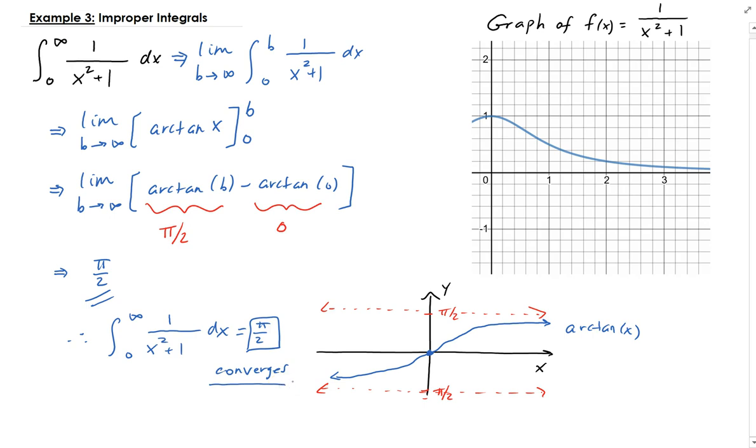Okay. So again, what's going on here in terms of the geometry? Over here I have 1 over x squared plus 1, which looks similar to the normal distribution. So you have 0 here, and let's say b is about here. The area between the curve and the x-axis, as b is approaching infinity, is approaching pi over 2. Again, this shows you that the area underneath the curve from 0 to infinity is converging.